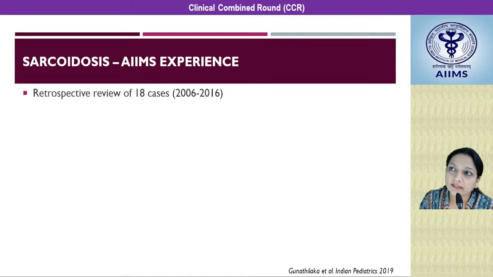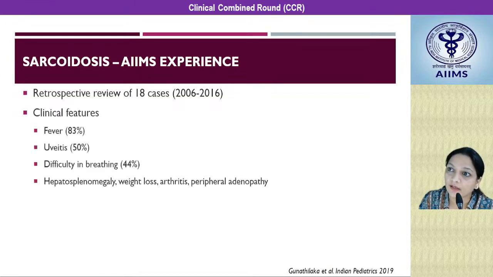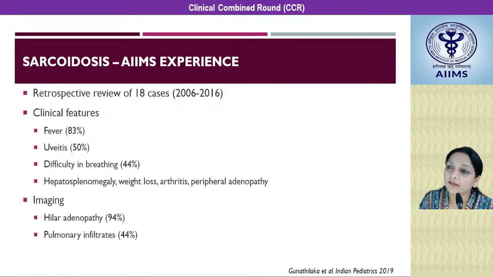So this is a retrospective review of 18 cases published from our unit, and we found that fever, uveitis and difficulty in breathing were the common symptoms, and 94% of the children had hilar lymphadenopathy.